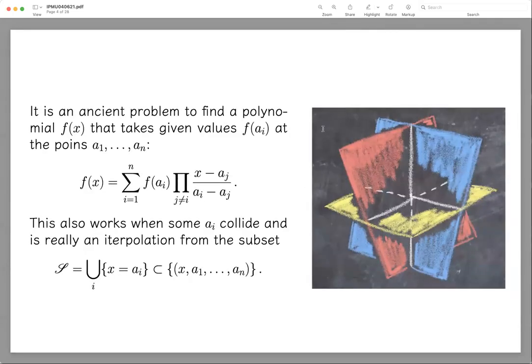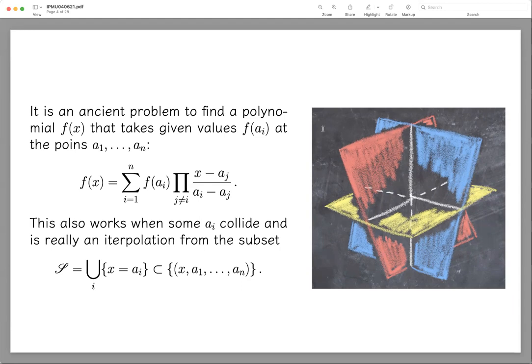So now we're going to start really slow and consider univariate Lagrange interpolation. So this is very familiar to all of you. If I have finitely many points a_1 through a_n, and I assign given values f(a_i) at these points, I'm asking for a polynomial of minimal possible degree that takes this value at given points.